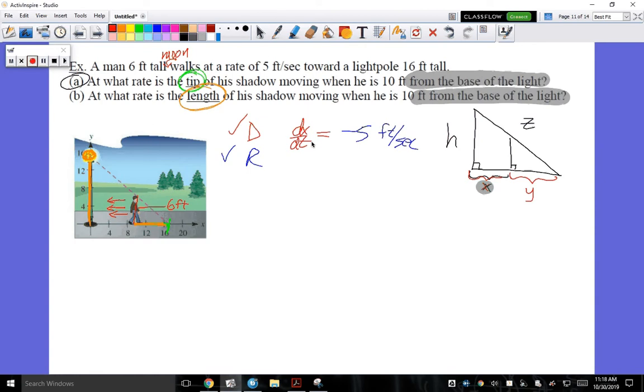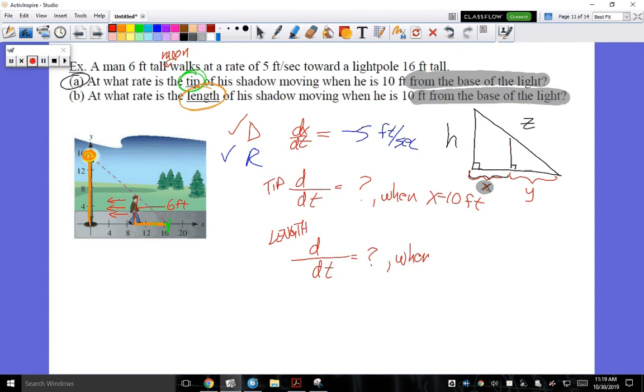The tip of the shadow will be d something dt when what? Come on, guys. x equals 10 feet. This is for the tip of the shadow. The length of the shadow is something else. It's d something dt when x is 10.